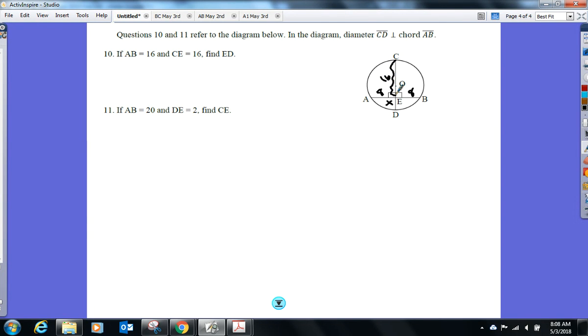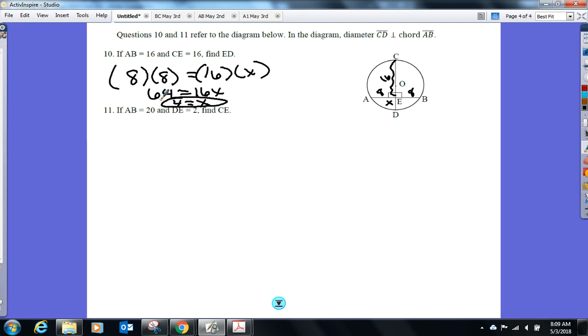What are you guys setting up to find X? Two intersecting chords right now. Two intersecting chords. What can I set up to find X? Give me the two segments on one of the chords right now. One chord is split up into 8 and 8, and the other chord is split up into 16 and x. So 64 equals 16x, x equals 4.